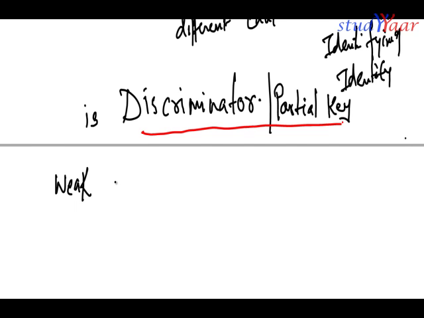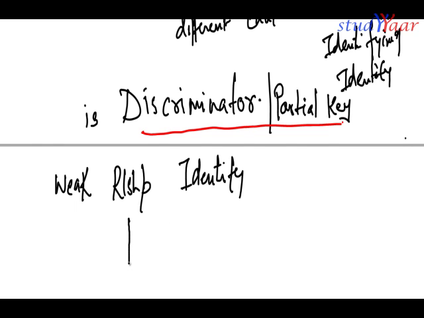A weak entity is said to have a relationship with the identifying entity, and this relationship is called identifying relationship.